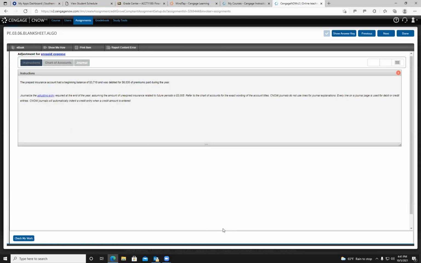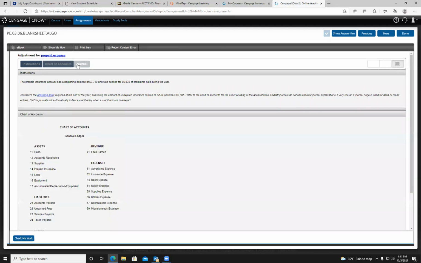Okay, so let's do one for prepaid expense. Let's go ahead and open up all of our charts of accounts tabs. The prepaid insurance account had a beginning balance of $3,710 and was debited $6,035 of premiums paid during the year. Journalize the adjusting entry required at the end of the year, assuming the amount of unexpired insurance related to future periods is $3,005.